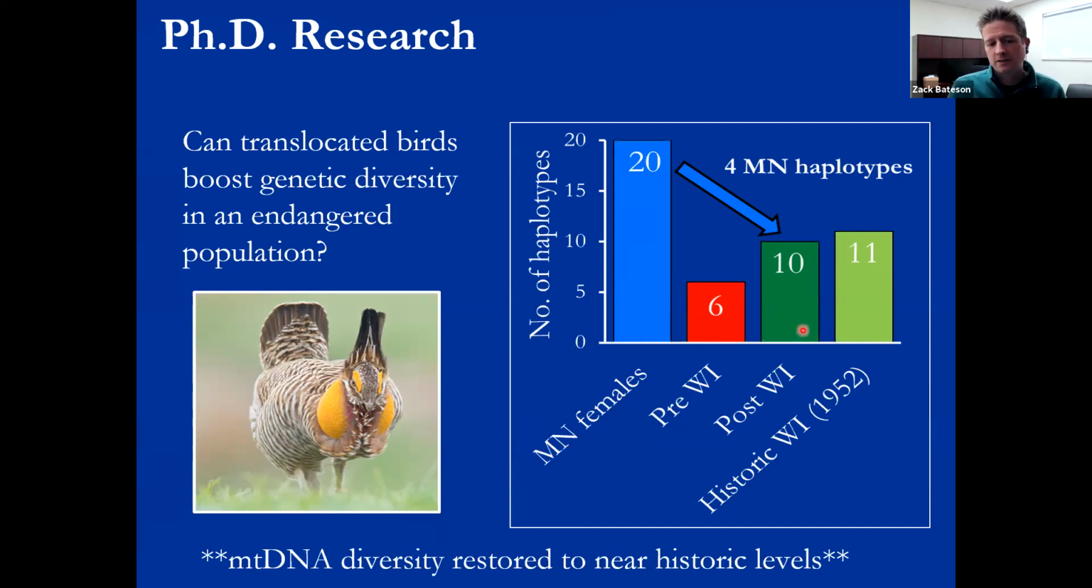However, after the translocation, in 2011, when I sampled the post-Wisconsin population, there was a climb up to 10 haplotypes. And within those 10 haplotypes, we know that 4 of them came from Minnesota. Now, there's a little bit more to the story, but what's interesting is we have historic data from back in 1952 from mummified wings that were found up in a house. It's a whole story in itself. But with that box of wings, we could look at the genetic diversity historically in the Wisconsin population and see that we boosted genetic diversity, at least at this marker, to near historic levels.